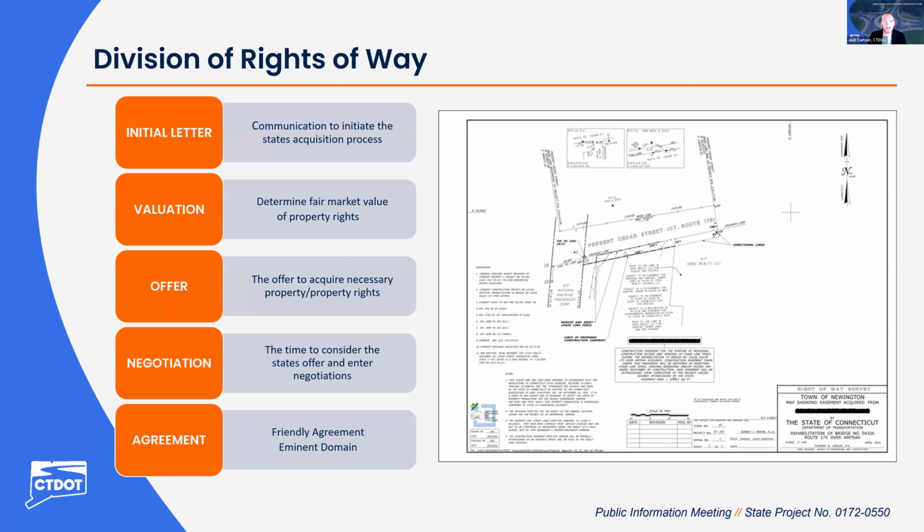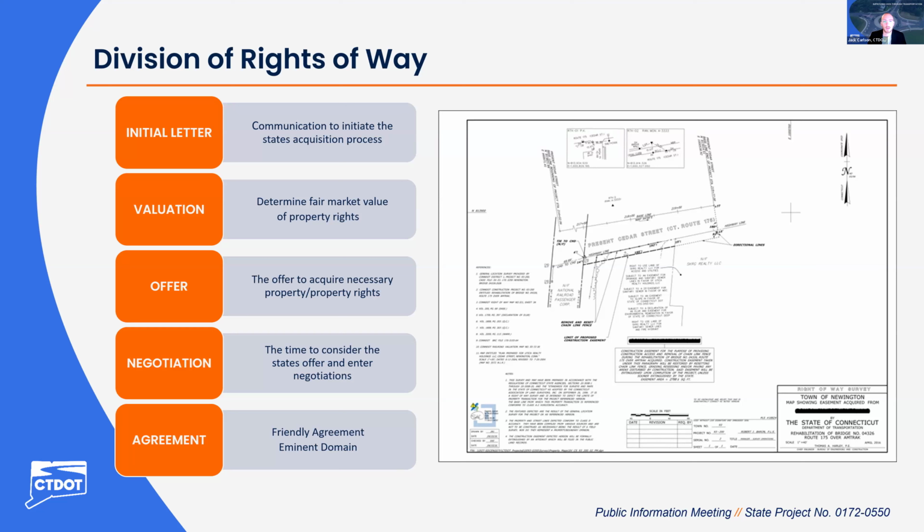Next, our office will determine the fair market value of those property rights, which will be used to establish an offer of just compensation. That offer will be sent out to the property owner in writing, and a rights of way agent, one of our negotiators, will be available to meet with the property owner to explain the project, go over the specific impacts to their property, and explain the department's offer. The property owner will then have a reasonable amount of time, typically 30 days, to consider the department's offer and enter negotiations. When agreement is reached, the department will then prepare all of the necessary paperwork to record the deed and property map on the town land records.